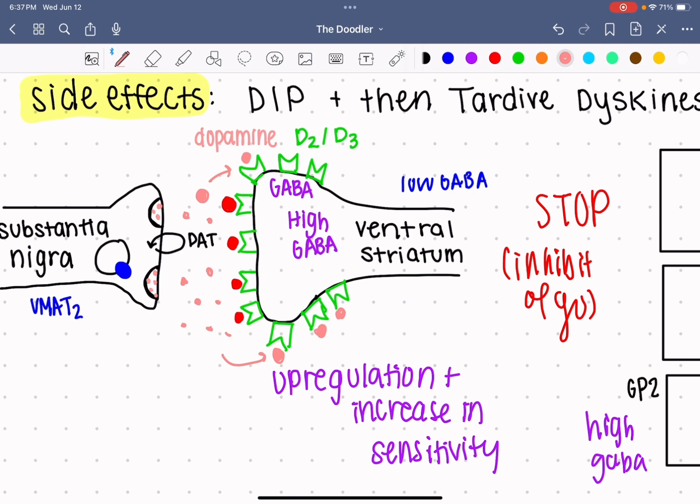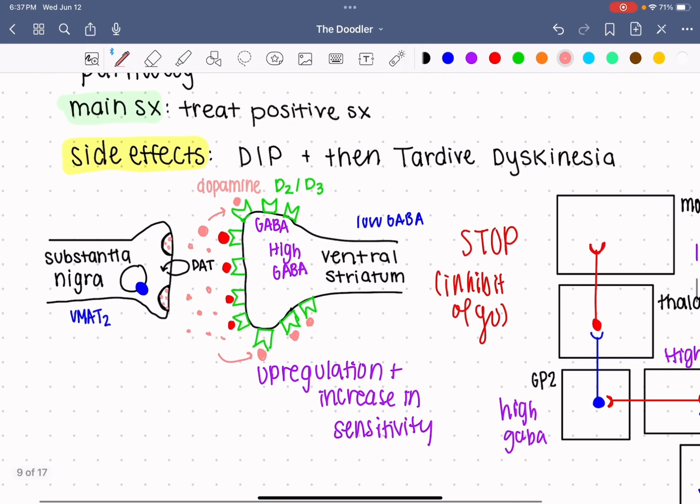And for a lot of these people that develop this condition, it's permanent. Once you have this upregulation of the receptors and increase in sensitivity, the receptors will not go away, because now they're searching, because any dopamine they get, they're going to bind and they're going to inhibit GABA, and then you're going to have excessive movement. So this is really debilitating for people. So the treatment for this is giving a VMAT2 inhibitor.